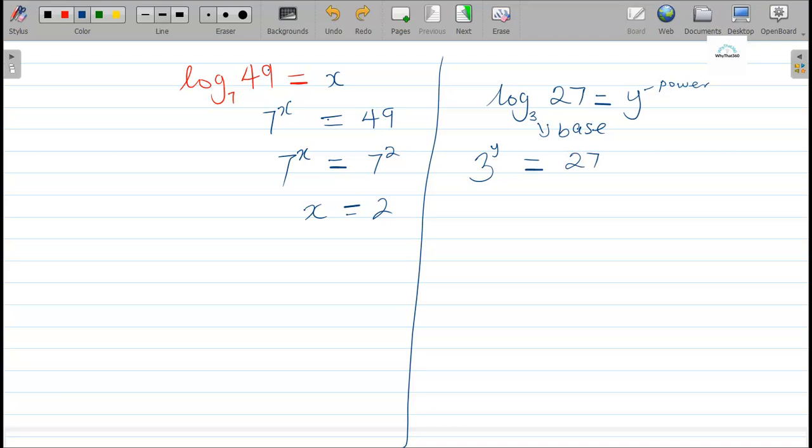Now we are equating exponential equations: 3 to the power y is equal to 27. 27 is 3 to the power 3. So y here is equal to 3, since the bases are the same.